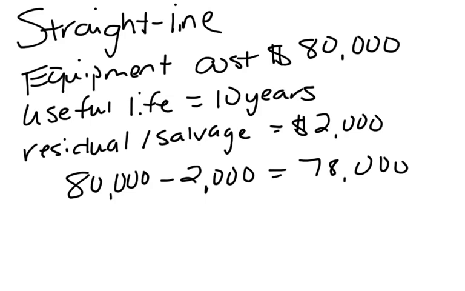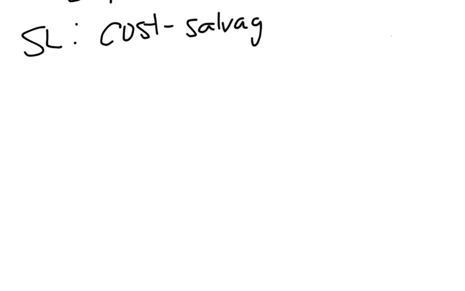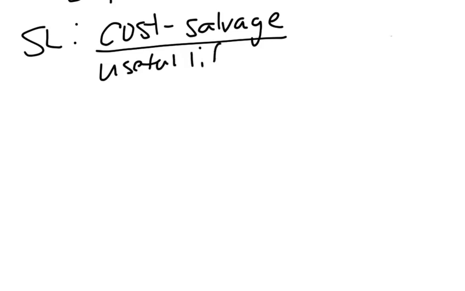Okay? So for straight line, what happens is we divide this depreciable cost or depreciable value over the useful life of the asset. And each year, as long as you have a full year, you're going to depreciate the same amount each year. So for straight line, you take cost minus any salvage or residual value that you have, and you divide it by the useful life. And that's how you determine your depreciation.